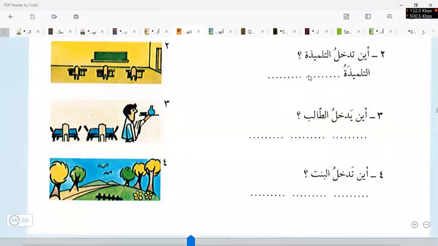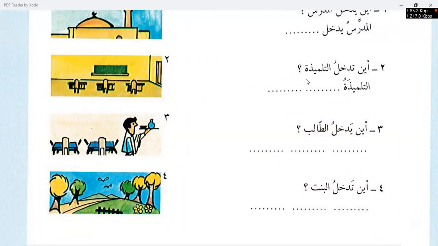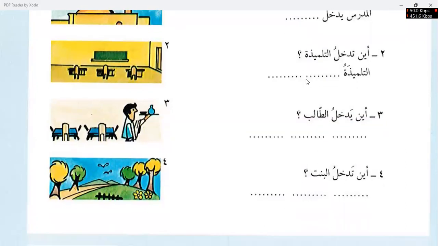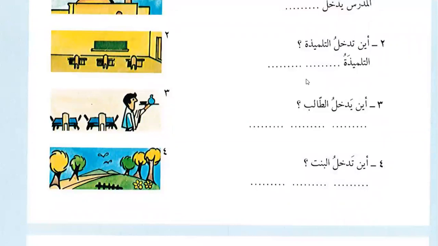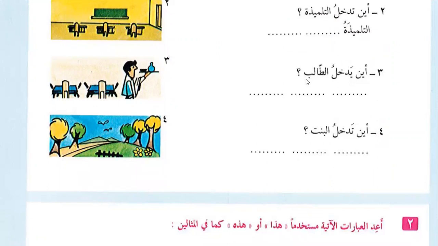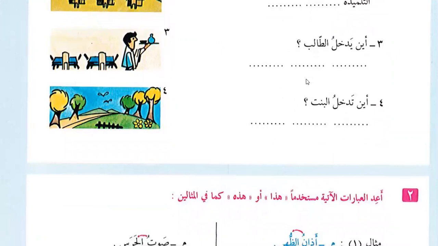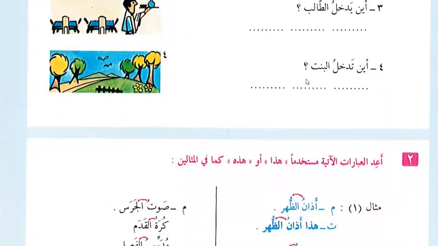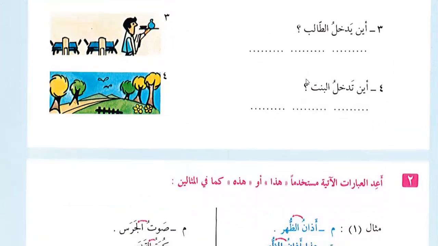Aina tadkhulu at-tilmiza? Where is the student entering? At-tilmiza tadkhulu al-fasl. The student is entering the class. Aina yadkhulu at-talib? Where is the student entering? At-talib yadkhulu al-maqsaf. The student is entering the canteen. Aina tadkhulu al-bint? Where is the girl entering? Tadkhulu al-bint ila al-hadika. So the girl is entering the garden.